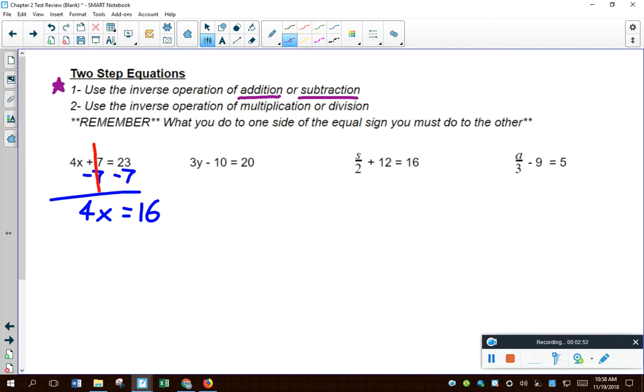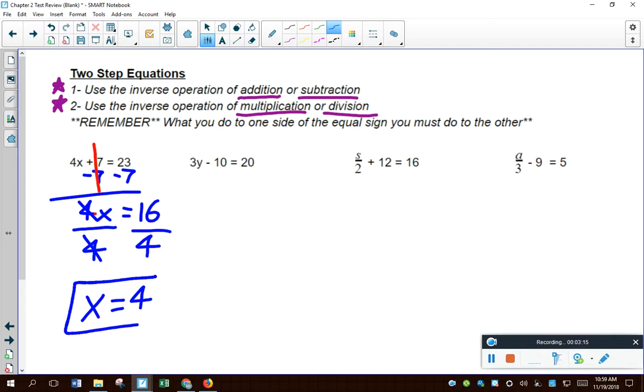Step 2 in our two-step equation process says use the inverse operation of multiplication or division. So right now, we have 4 times x. That's multiplication. To get rid of it, I'm going to divide by 4 on both sides. My 4's will cancel on the left, and we're left with x equals 16 divided by 4 is 4.